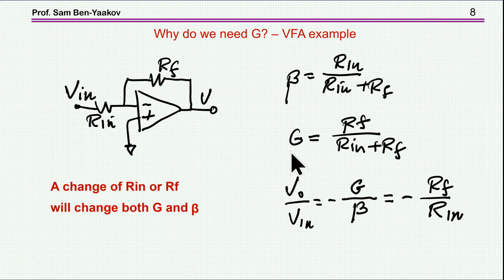Very, very important. Now, it is important also to realize that in the VFA, G and beta are linked. You cannot change one without changing the other. For example, if you change Rin, you change beta, and then you change G too. Or RF. If you change RF, it will change both G and beta. So this is a limitation, you might say, of the VFA, and as we will see, the major benefit of the current feedback amplifier, the CFA, is that you can change each one independently. We'll see it in a couple of slides.